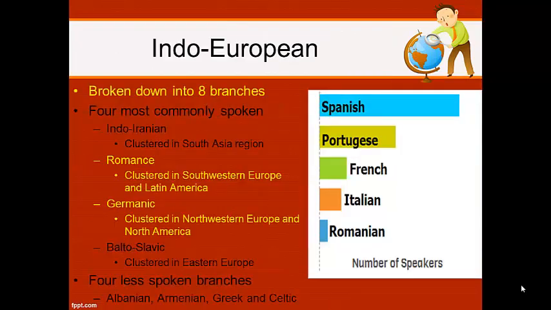All right, let's focus on a couple different language families. We're first going to start with Indo-European. Now, the Indo-European language family can be broken down into 8 different branches. The 4 most commonly spoken ones are Indo-Iranian, Romance, Germanic, and Balto-Slavic. As you can see, these language branches are broken down to certain areas or regions where they're most likely found. The 4 less spoken branches are Albanian, Armenian, Greek, and Celtic. But again, we're going to focus on the 4 that are most commonly spoken throughout the world.